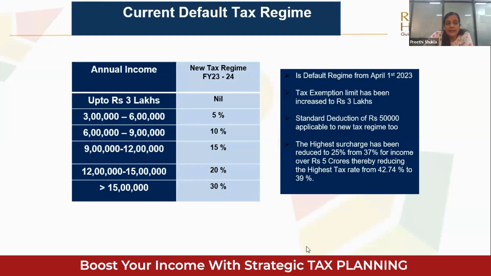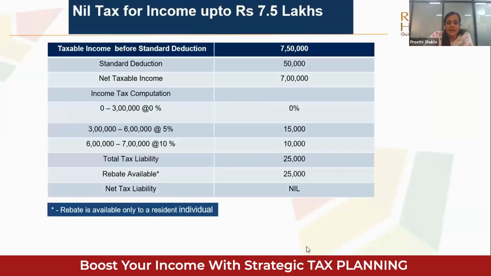Okay. For people in the above 5 crore category, their surcharge has been significantly reduced, which is a big benefit. So when this tax regime was announced, we came across many media messages saying that up to 7,50,000, you don't have to pay any tax.